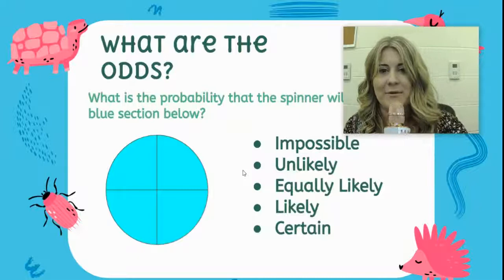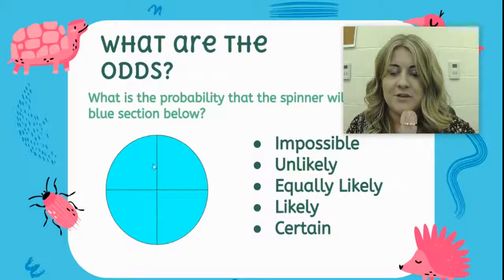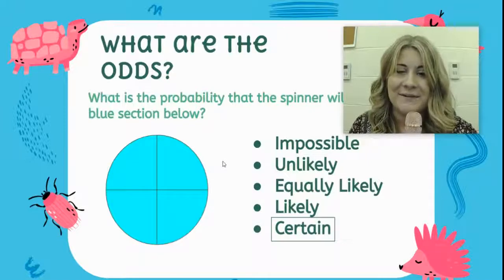All right, what is the probability that the spinner will land on a blue section below? Look at this. These are our 4 different choices where the spinner could land. What are the chances that it's going to land on blue? If you said certain, you are correct because our only choices are blue. So it's going to land on a blue section. So it's 100% certain going to happen.